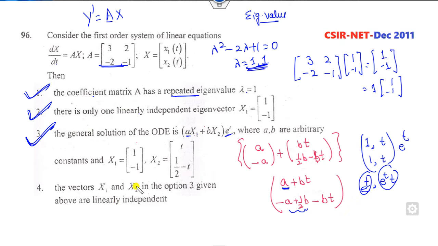X1 and X2 are linearly independent. Can you multiply once they are written here? So all are my correct answers of these options.